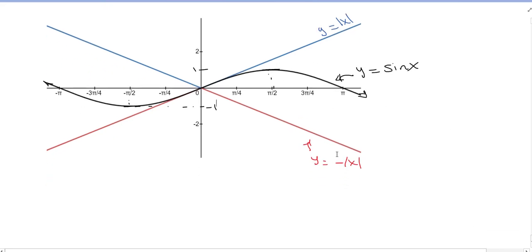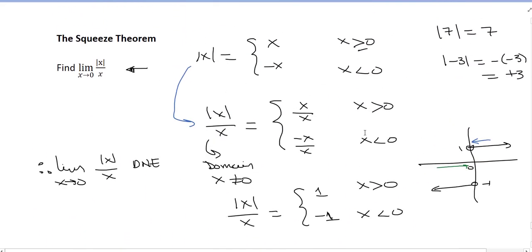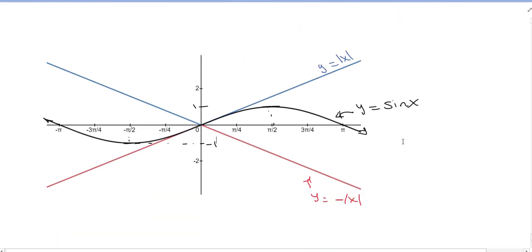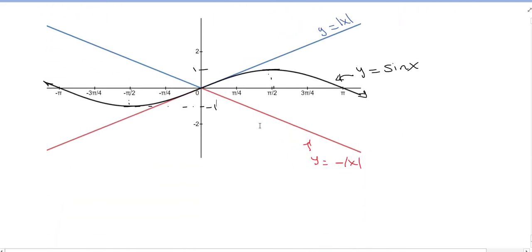So how are we going to use this to find that limit I said we wanted to find? Our goal is to find the limit as x goes to 0 of sine x over x. Well, let's talk about what the squeeze theorem is.